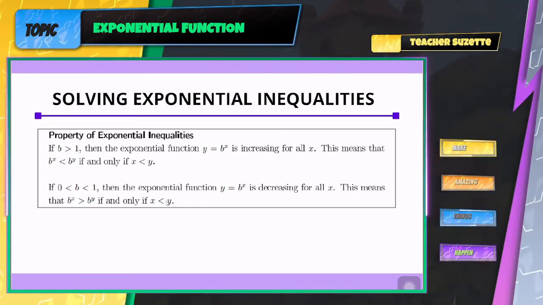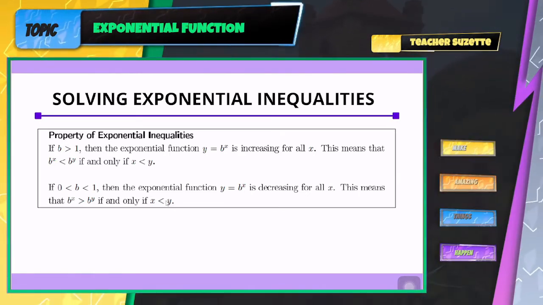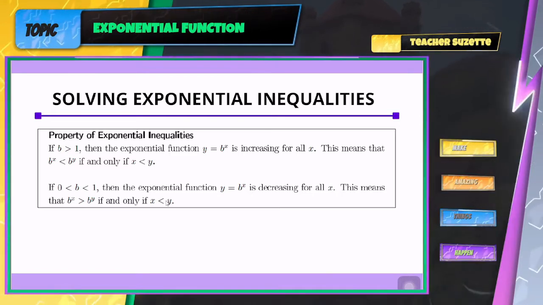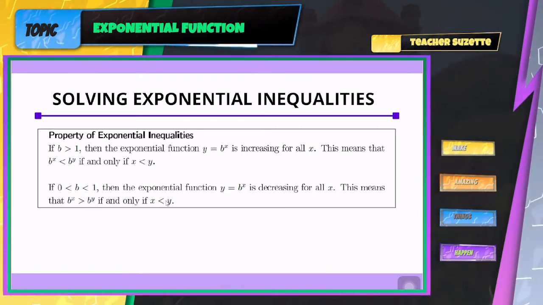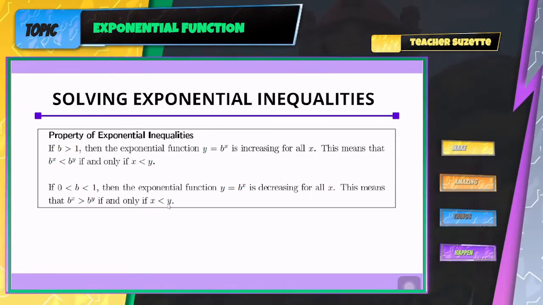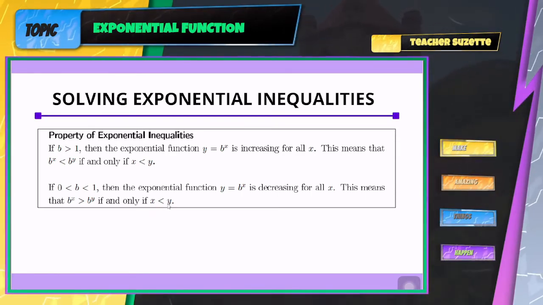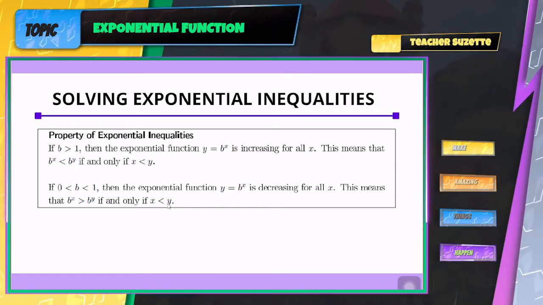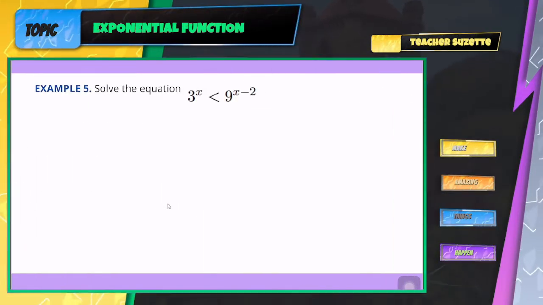So, ibig sabihin po nito, when you get the exponents and equate them to themselves, mangyayari po is you're going to reverse yung kanilang inequality symbol. So, let's proceed with our example.